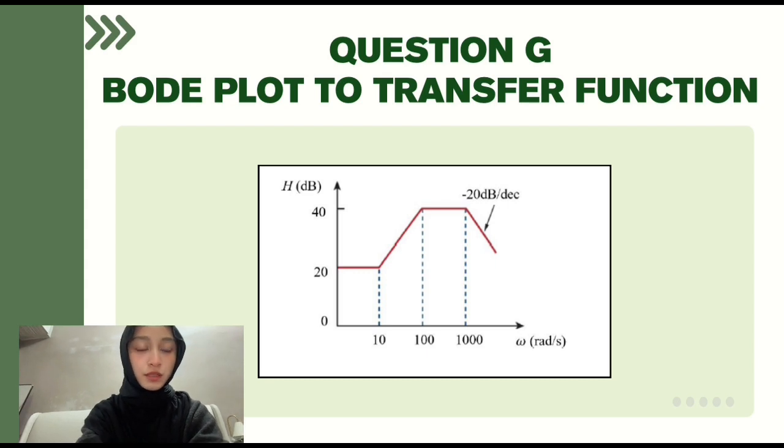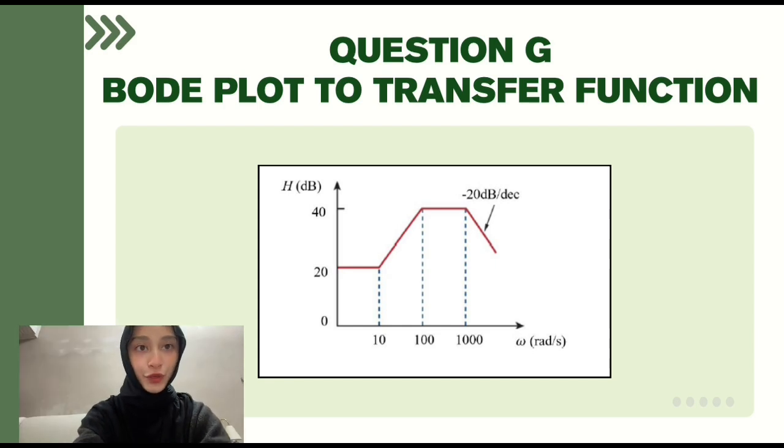My part is going to explain how this question 4G is about the plot. From the graph given, the initial slope from omega equals 0 to omega equals 10 radians, the magnitude is constant at 20 decibels. This indicates an initial slope of 0 decibels. At the first corner frequency, omega equal to 10 radians, the slope changes from 0 to positive 20 decibels. This indicates the presence of a simple zero.